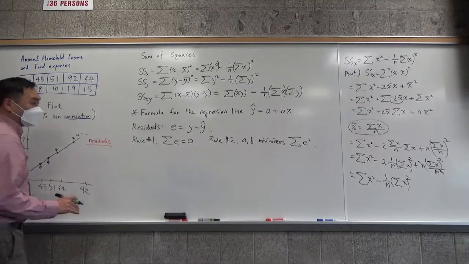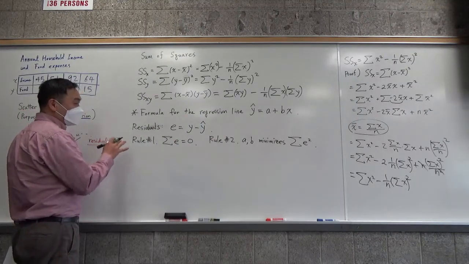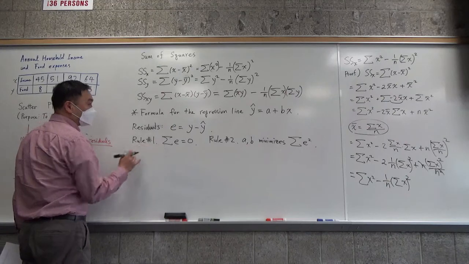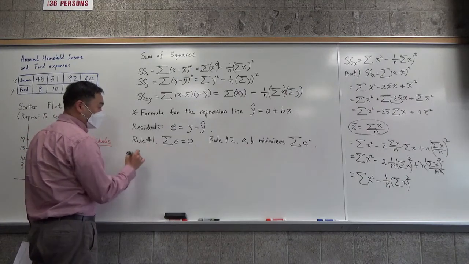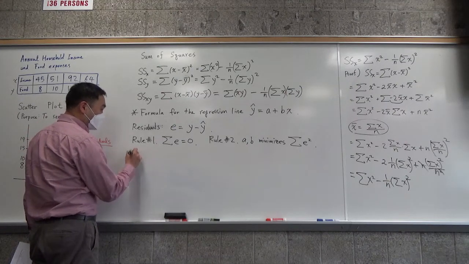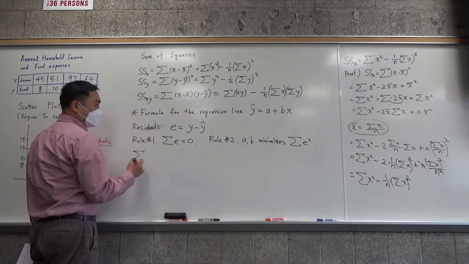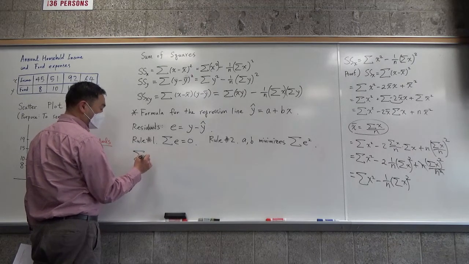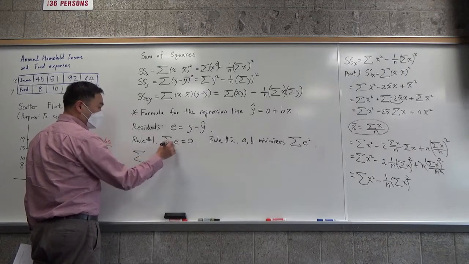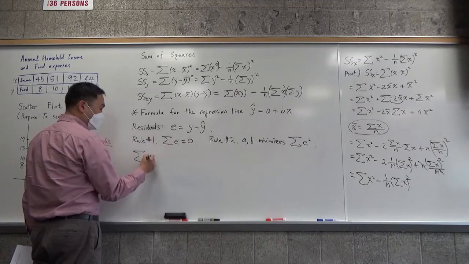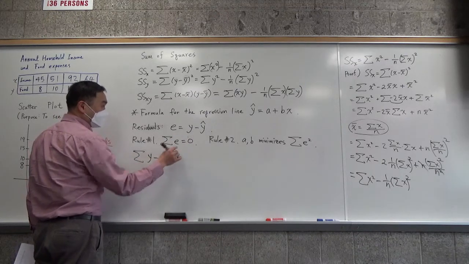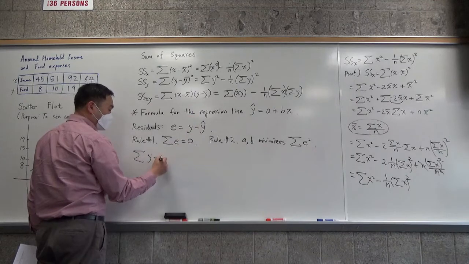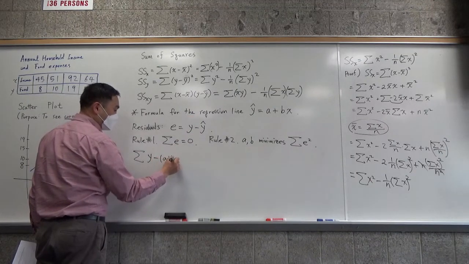All right, so let's get the formula for regression from these two. From the first one, here's what we have. We'll just write down sigma of, if I replace E by Y minus Y hat, it's Y minus Y hat, but what's Y hat? Y hat is A plus BX, right?